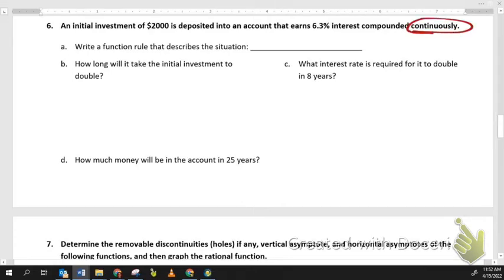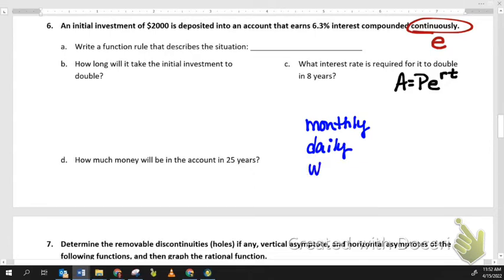Number 6, if you see continuously, what do you want to make sure to use formula-wise? Yes, the one that has e in it. This would be A equals P e to the power of rt. If you see ones that have words like monthly, daily, weekly, quarterly, that would be a different formula.